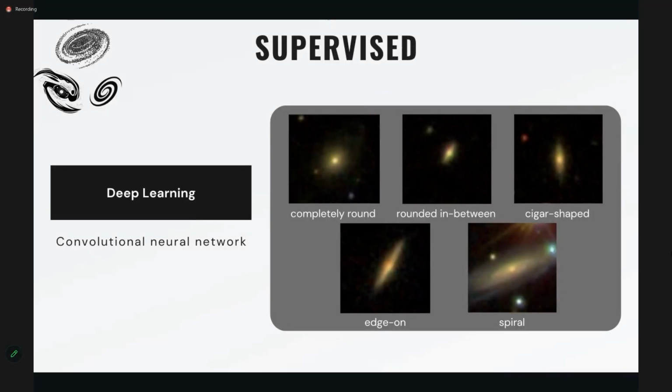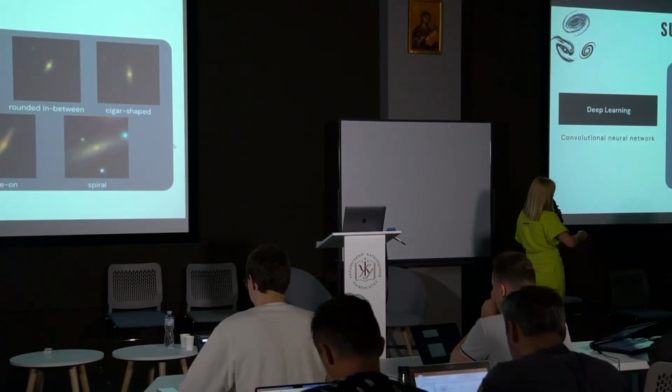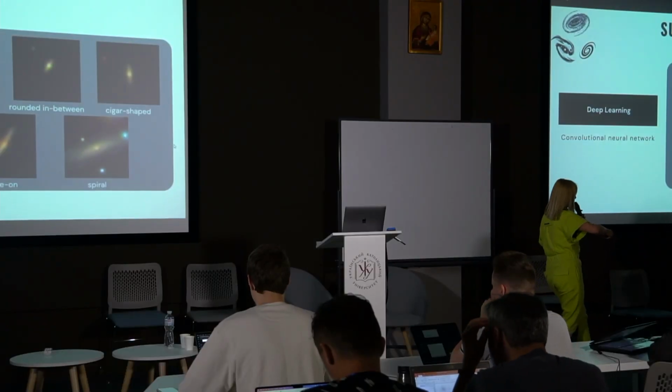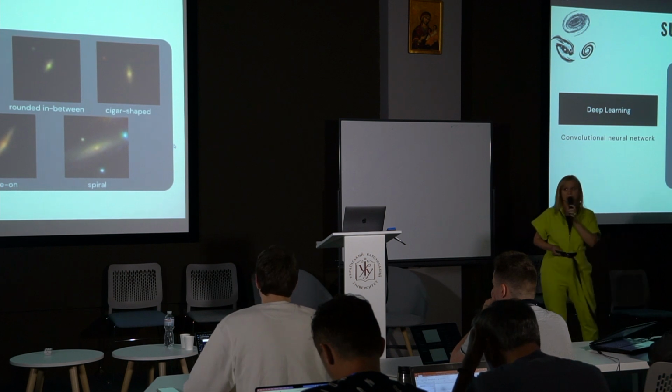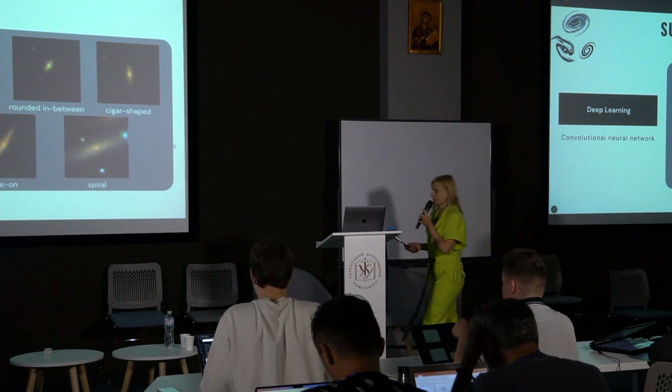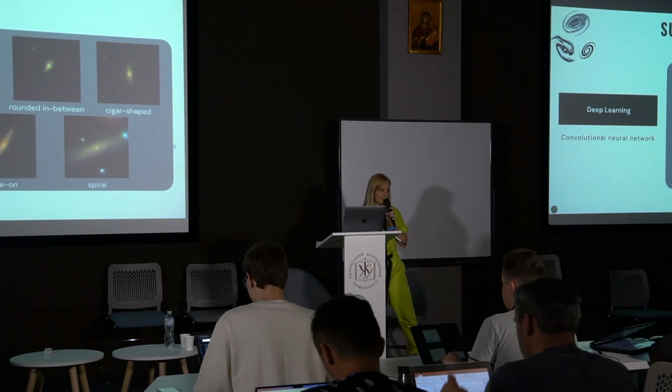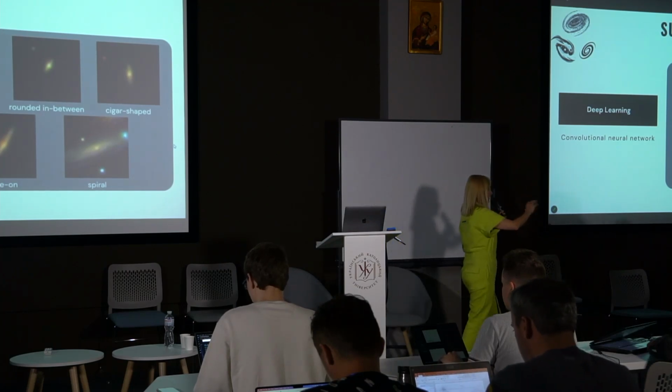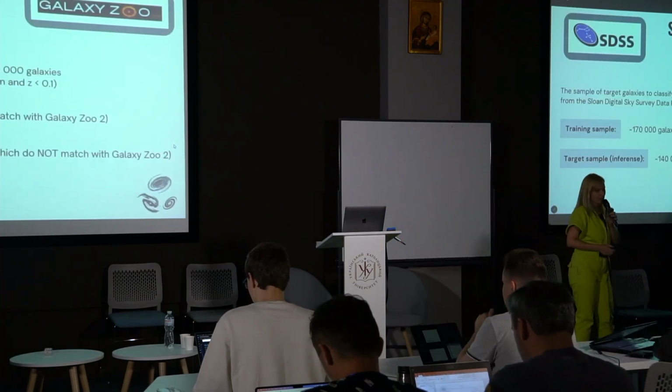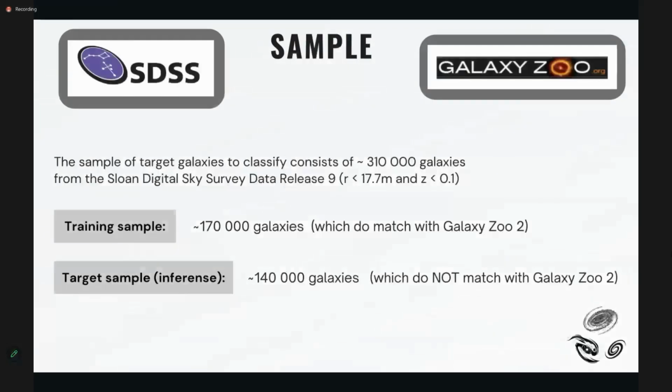In this part, we try to classify galaxies not by morphological classification, but using shape. It is completely round, in between, cigar shape, edge-on, and spiral. We use here only images of galaxies and labeling, is it this shape or not? And we decided to compare our sample with Galaxy Zoo.